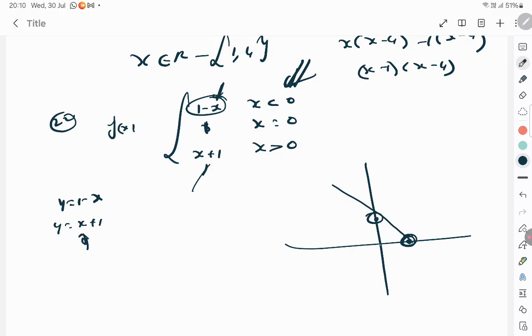X is equal to 0, y is equal to 1. Okay, one second.